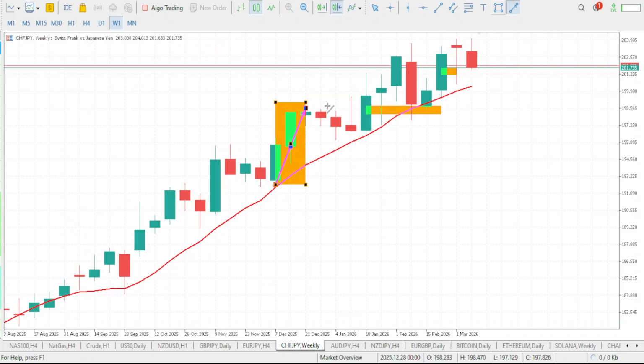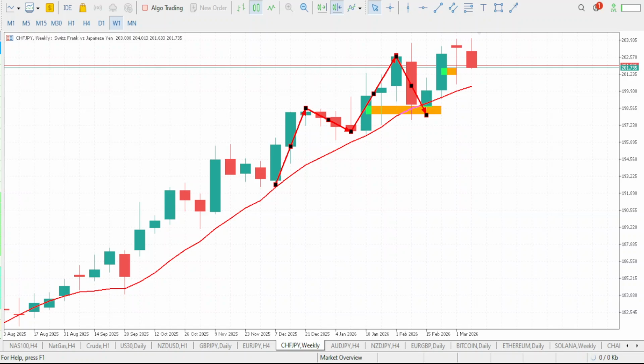Now this is a corrective phase. Within this corrective phase, you will see a series of lower low and lower high on your lower time frame. Now here comes the impulsive move, which is a series of higher high and higher low. The market gives us a series of higher high and higher low, especially when you go to your lower time frame. Now this is a corrective phase, which is the pullback phase, right?